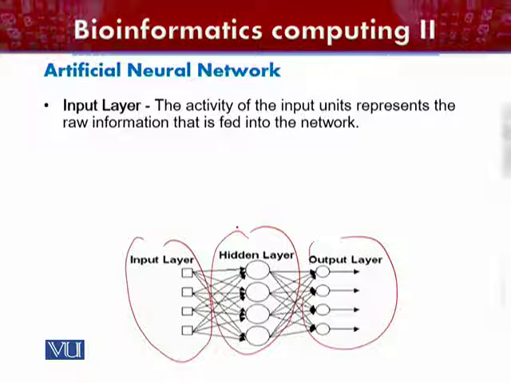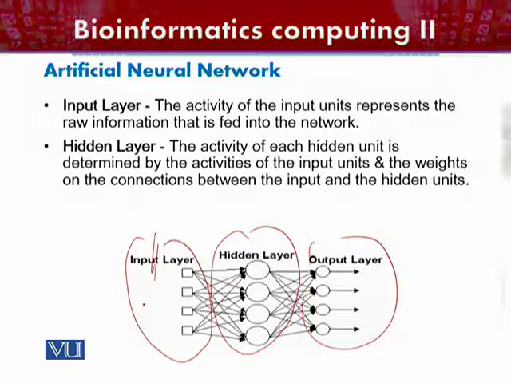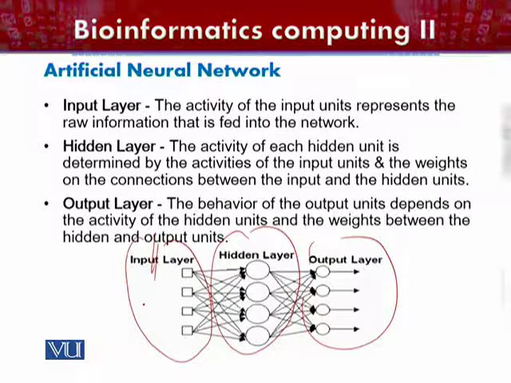Now the input layer is basically, इसकी क्या ड्यूटी है. So the activity of the input units represents the raw information that is fed into the network. So this is the input layer. जो hidden layer है, the activity of each hidden unit is determined by the activities of the input units and the weights on the connections between the input and the hidden units. And the third layer, the output layer, the behavior of the output units depends on the activity of the hidden units and the weights between the hidden and the output units. So different layers, पूरे network system में different layers होंगे which can be divided into these three types of layers in the artificial neural network system.